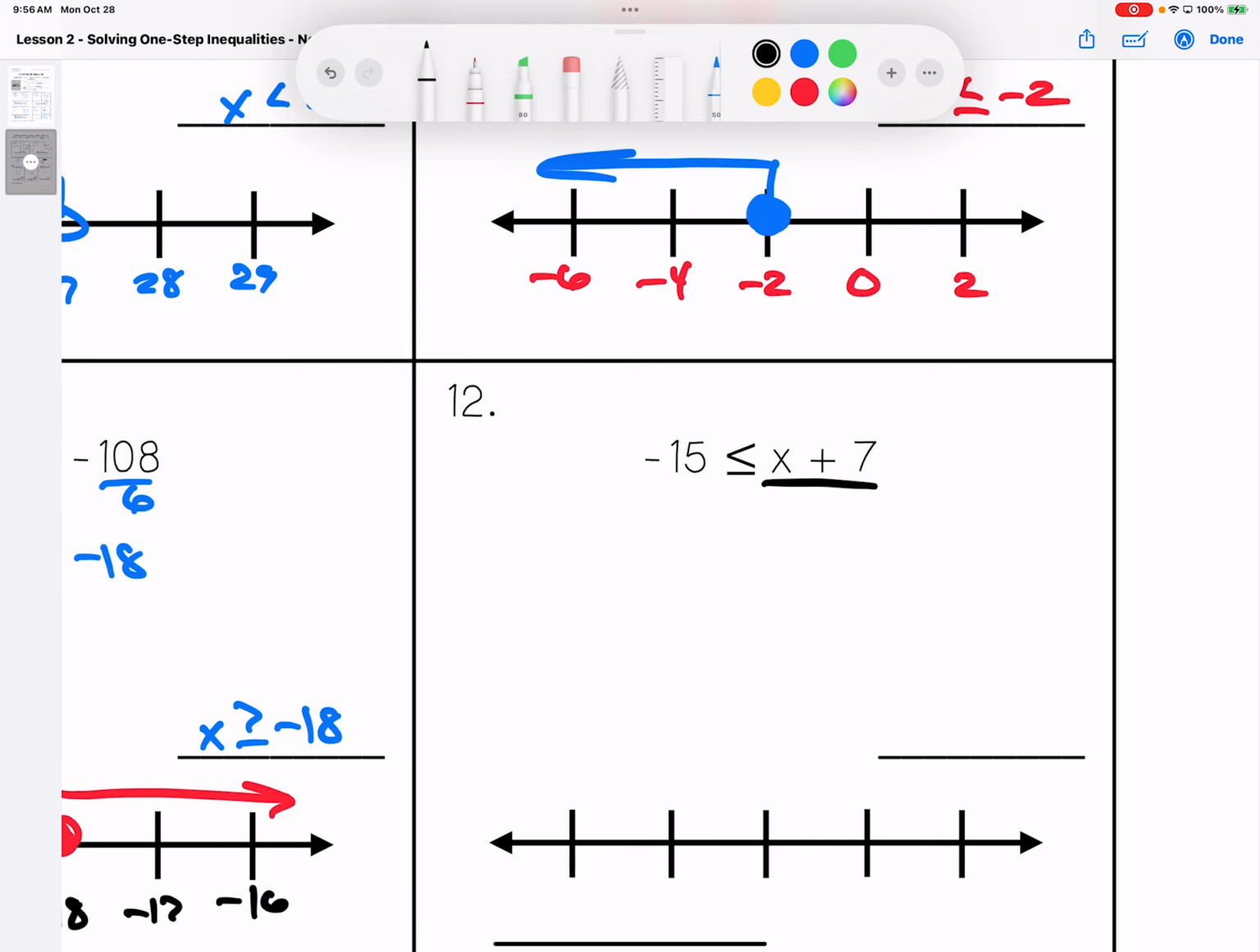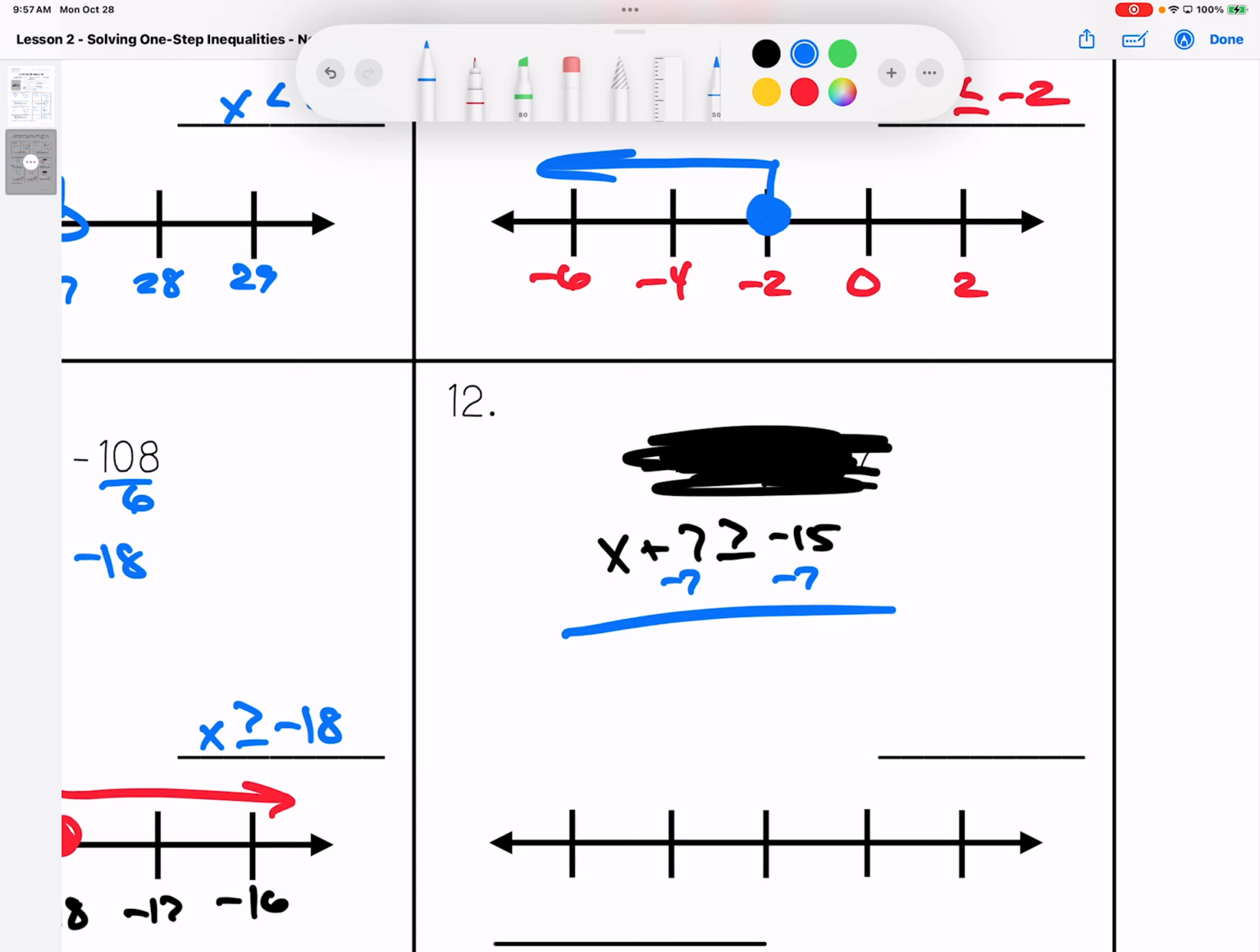All right, let's flip this equation. So we're going to take this, put it on the other side, so x plus 7. So it says negative 15 is less than. So we need to keep that the same. Negative 15 still needs to be less than. So I just flipped it there. Now I'm going to subtract 7 to get rid of it on both sides. Again, I don't change the sign there. I'm just subtracting. X is greater than or equal to negative 22.